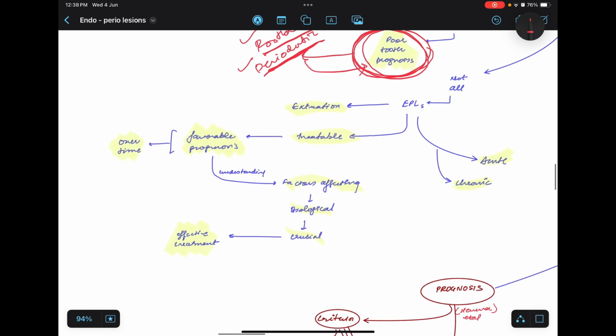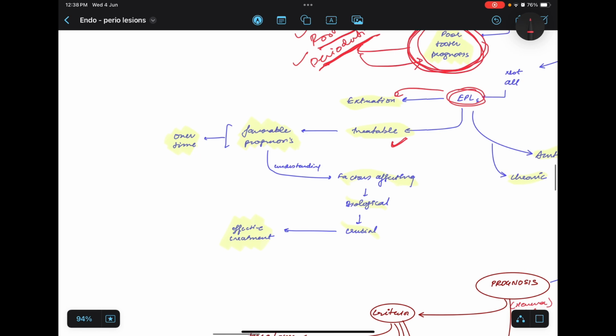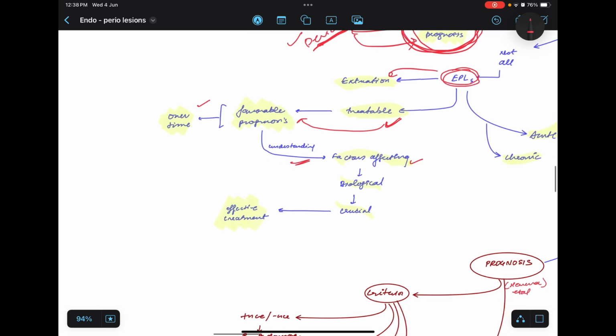Okay. Now, one thing worth noticing is that not all EPLs go for extraction. Many times they are treatable also. And once treatment is done, the prognosis might become favorable over time. So now, how do we actually figure that out? We need to have an understanding about the factors affecting it. That is your biological factors, which are crucial for effective treatment.